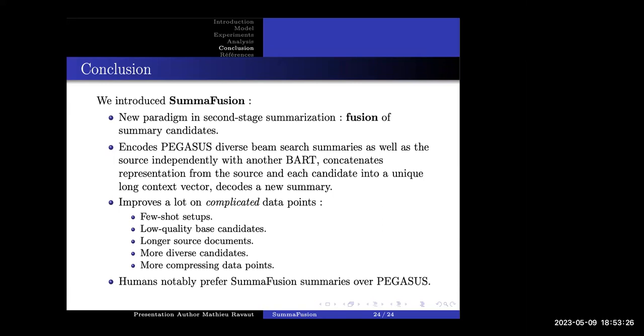To summarize our analysis, SummaFusion improves a lot on complicated data points. So typically in few-shot setups, with lower quality base candidates, on longer source documents, or more diverse candidates, and with more compressing data points. And humans notably prefer SummaFusion summaries over Pegasus ones.